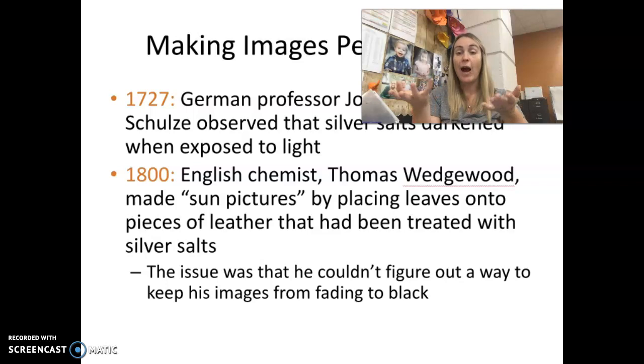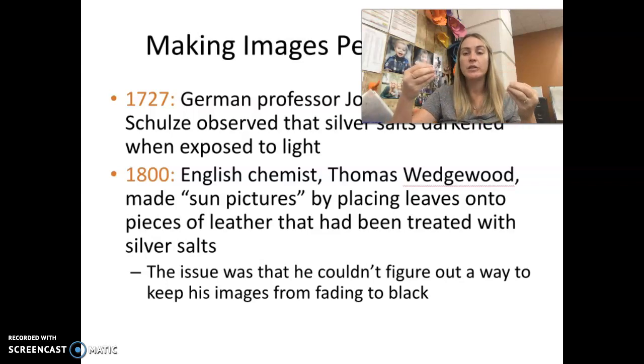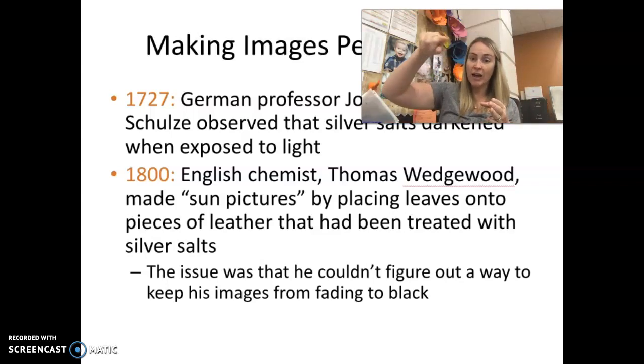And he would leave it out there for hours at a time. And then he'd bring it back into his lab. I imagine him like with a scientific lab because he was a chemist. He'd bring it back into the lab and he would take off the leaves. And what do you think he noticed underneath? He would notice the outlines of the leaves, right?